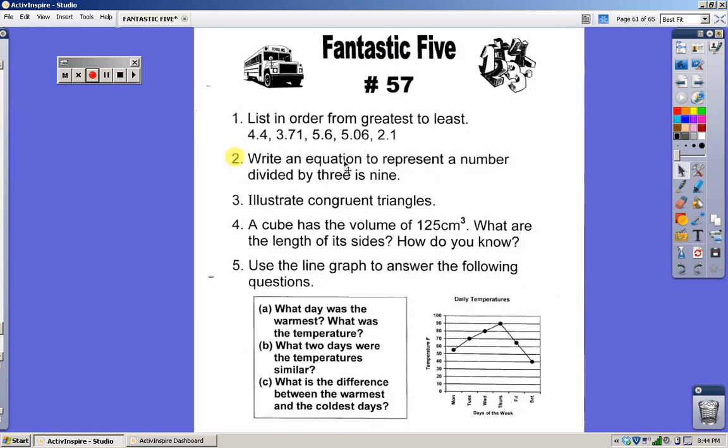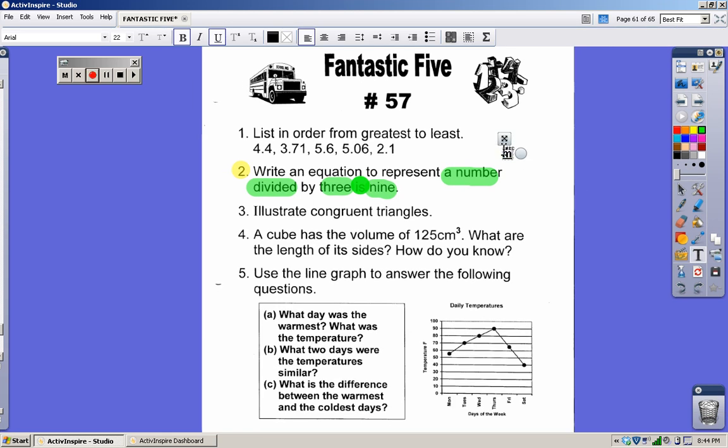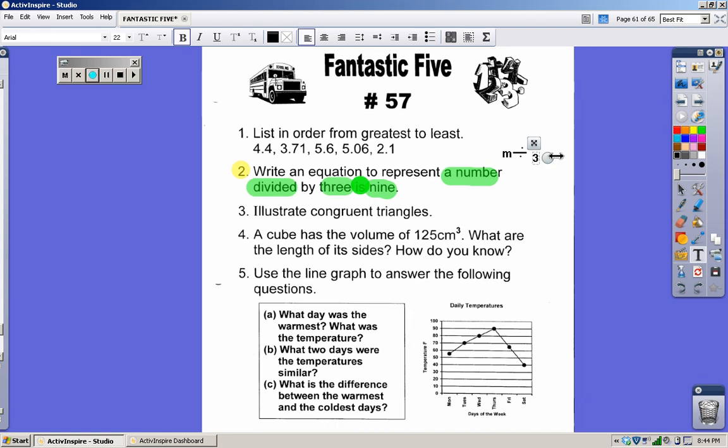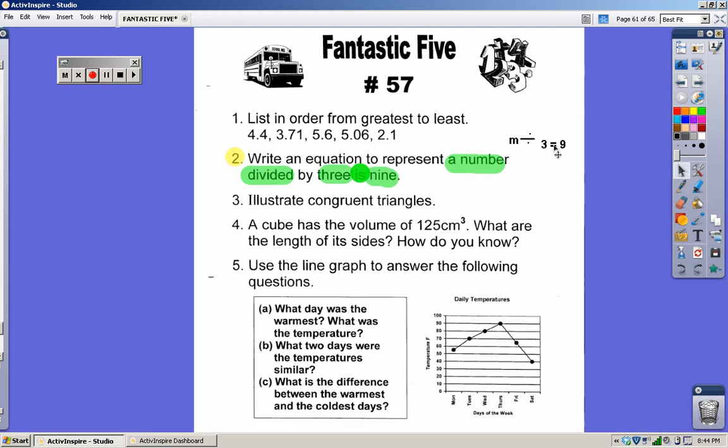For your next one, write an equation to represent a number divided by 3 is 9. So any number, I'm going to pick M because for some reason it sounds like a really great number. Maybe it's because it begins my first and my last name. A number divided by 3. Any number divided by 3 equals 9. There is a set number that's going to work in that equation. What number divided by 3 does equal 9?